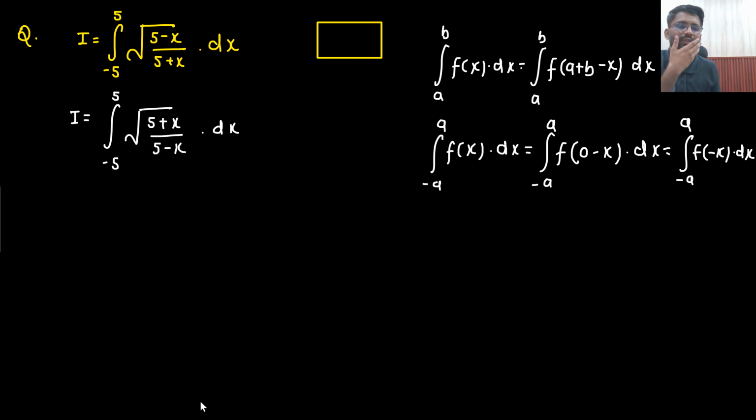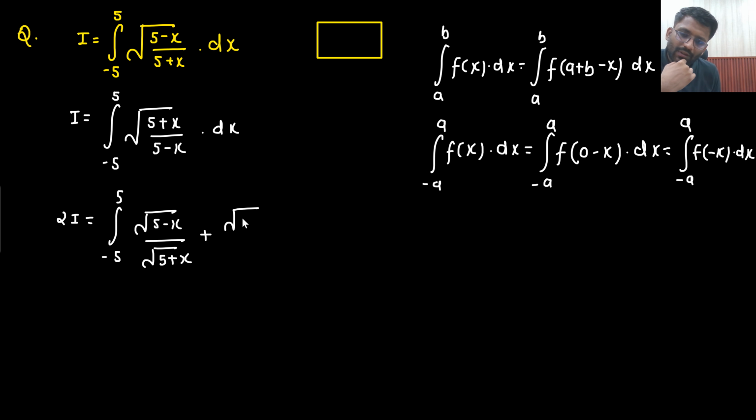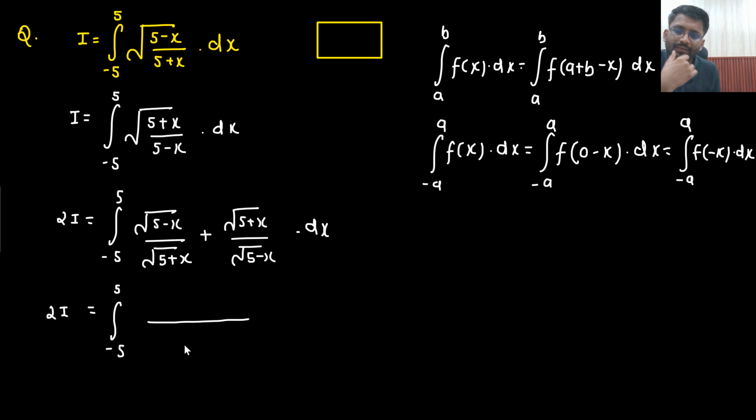Now what I would do, I would add both of them. If I add both of them, what will I get? Integral from minus 5 to 5 of root of 5 minus x upon root of 5 plus x, plus root of 5 plus x upon root of 5 minus x, dx. So 2I equals integral from minus 5 to 5. Adding both of them, is it helping or not? Usually this is what we do. We add both of them. Is it helping?